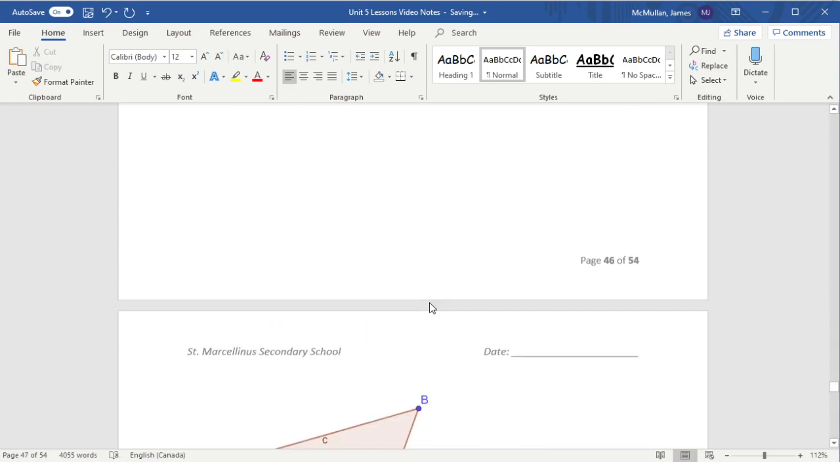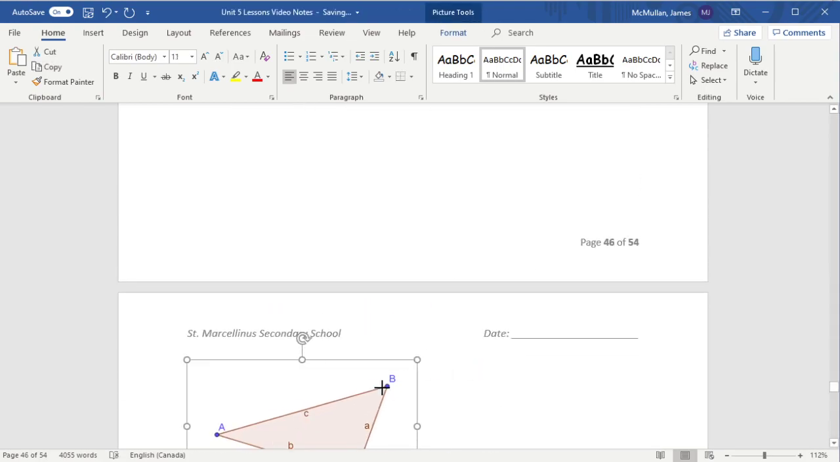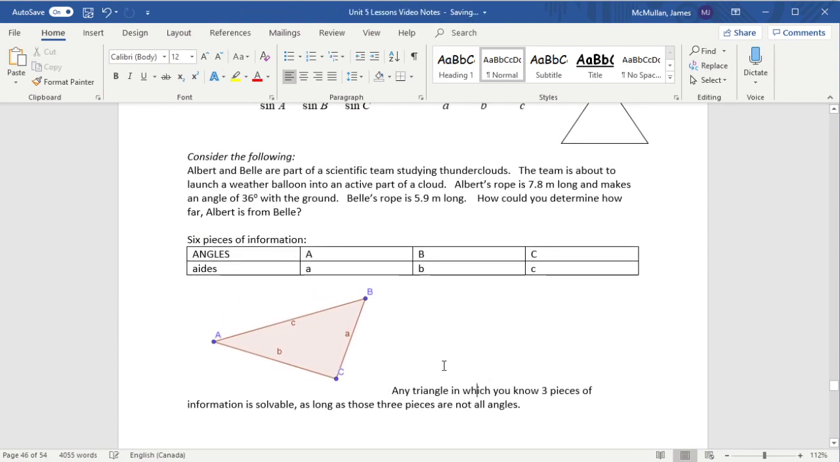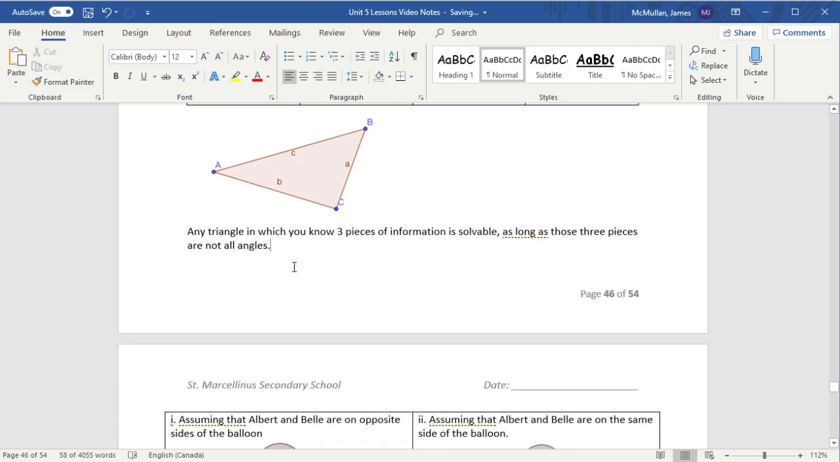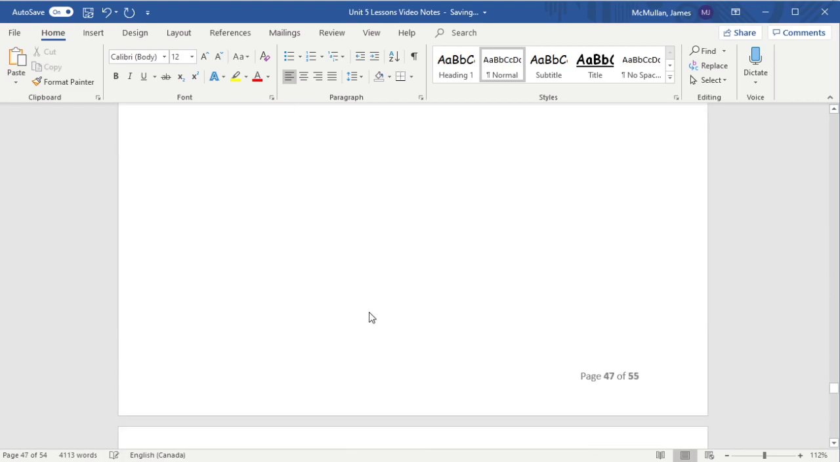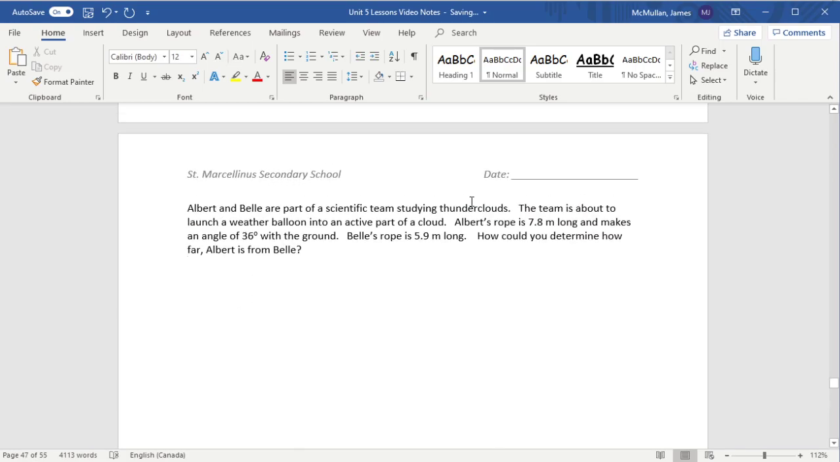Okay? So let's try this one. That's just generally a little introduction to what we're doing. Let's try the first one that we have. It says they're part of a scientific team studying thunderclouds. The team is about to launch a weather balloon. Albert's rope is 7.8 meters long and makes an angle of 36 degrees with the ground. Bell's rope is 5.9 meters long. How could you determine how far one is from the other?